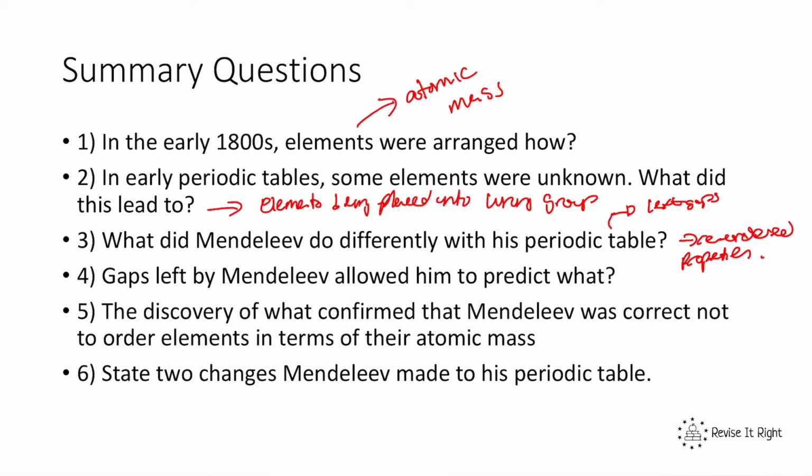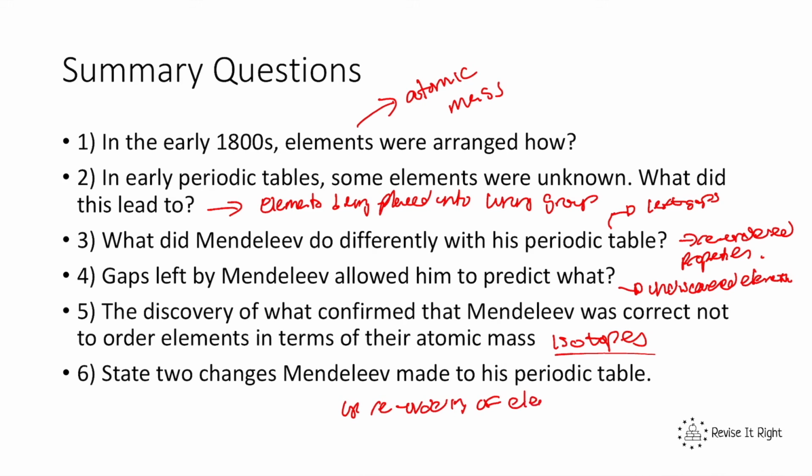Gaps left by Mendeleev allowed him to predict what? Well, undiscovered elements. So the undiscovered elements were predicted due to the gaps. The discovery of what confirmed that Mendeleev was correct not to order the elements in terms of atomic mass? The discovery of isotopes. And then state two changes Mendeleev made to his periodic table. Well, one, the reordering of elements based on, of course, the properties. And two, he left gaps for the undiscovered elements.